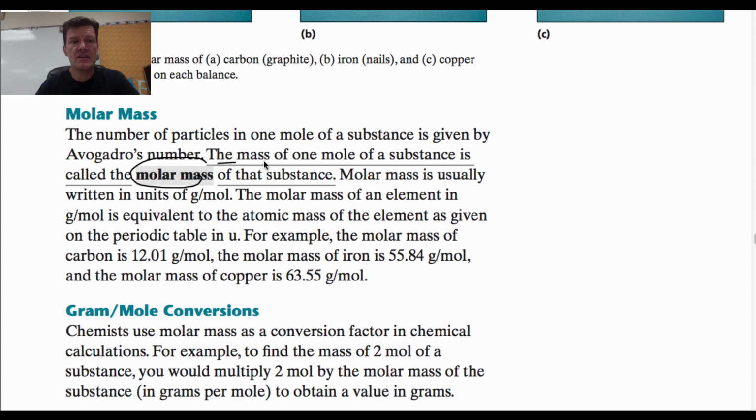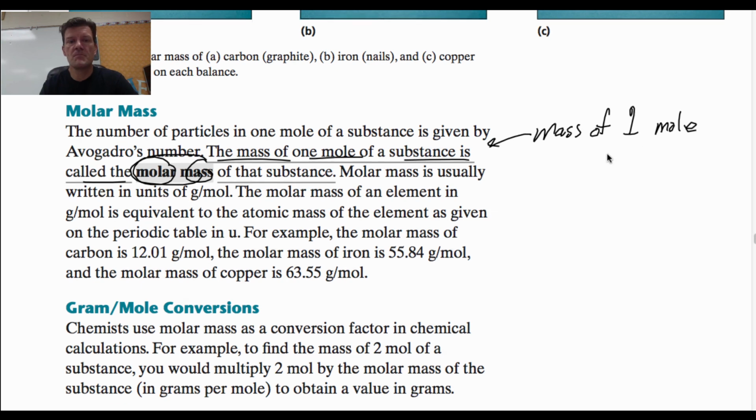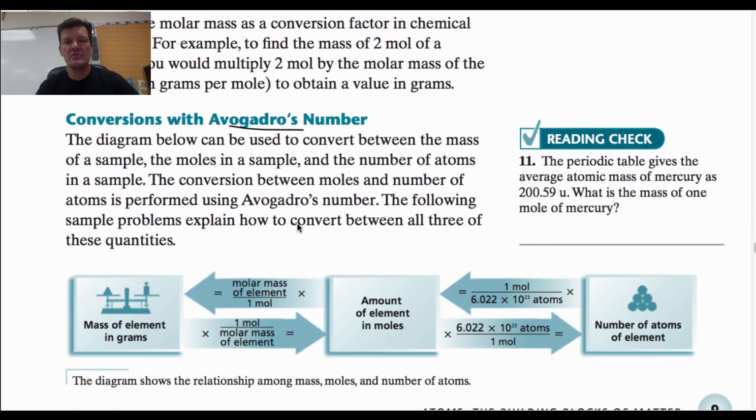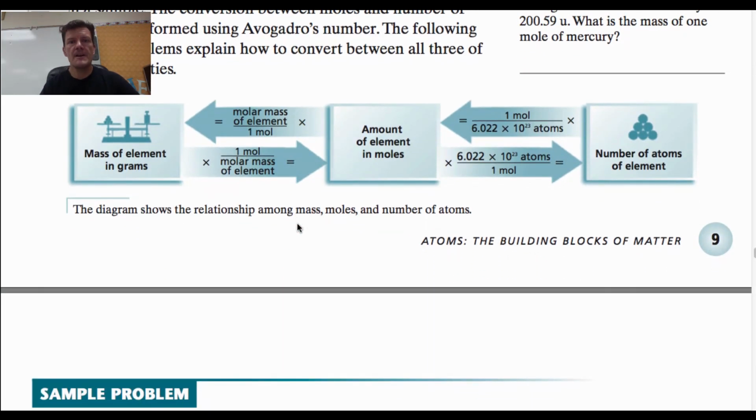The mass of 1 mole of atoms of a particular element is called the molar mass. So you need to have this written down. The mass of 1 mole of a substance is called the molar mass, the mass of 1 mole. Okay, so if you've got 6.022 times 10 to the 23rd particles of something, and you have the mass of that, that is the mass of 1 mole. That's its molar mass. Okay? We should be able to go from moles to mass and then to number of particles. And I'm going to show you how to do that right now.